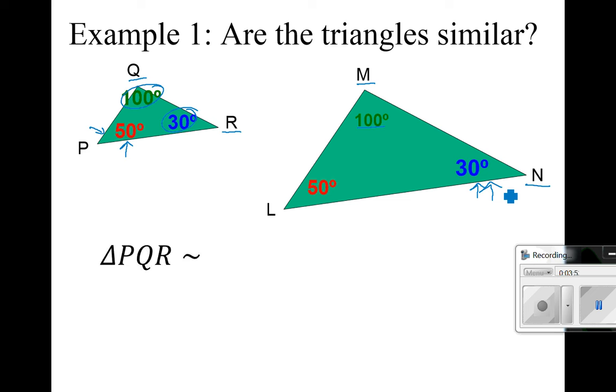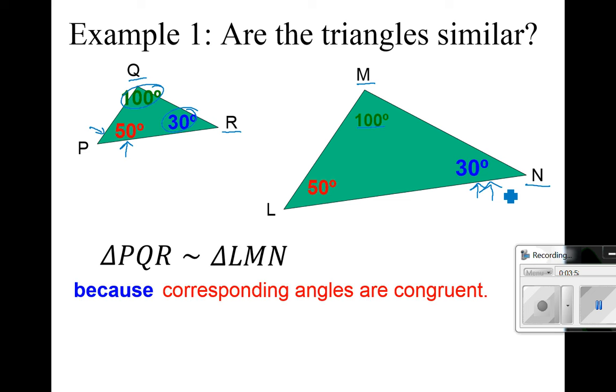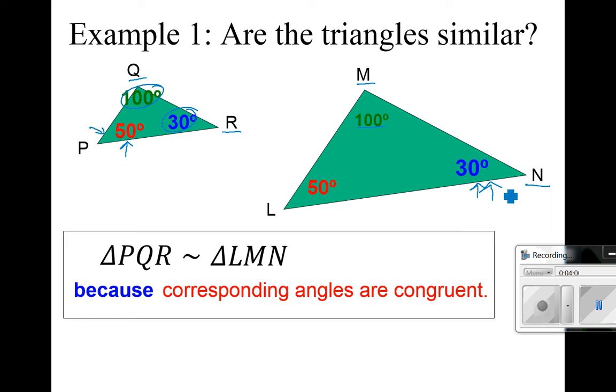Triangle PQR is similar to triangle LMN because corresponding angles are congruent. And that's going to be your final statement to determine that these triangles are similar. So this is a yes. Are the triangles similar? Yes. And we have a statement to prove it.